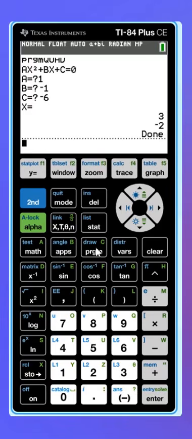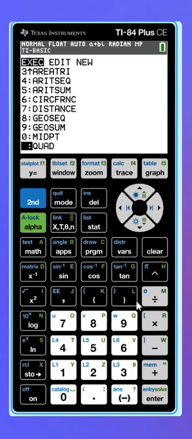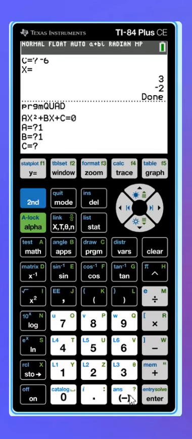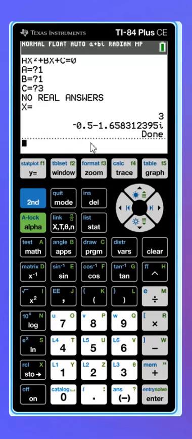Let me just show you what happens if I put in something that wouldn't work. So let's do quadratic, and let's do 1, 1, 3. No real answers. I have this set into imaginary mode right now, a plus bi, so that's actually why it did give me the imaginary answer, but it is with the i, it's obviously not real.